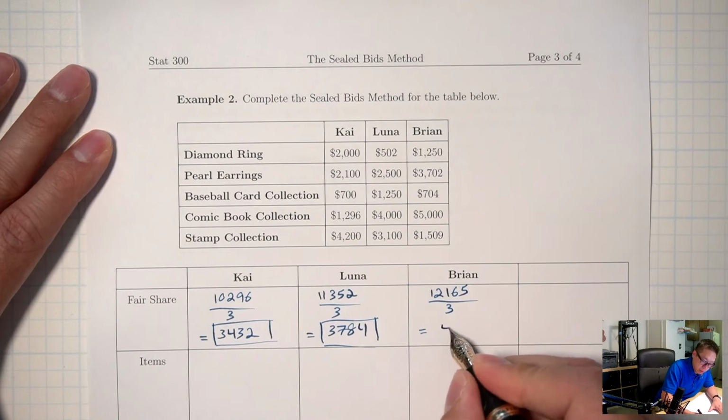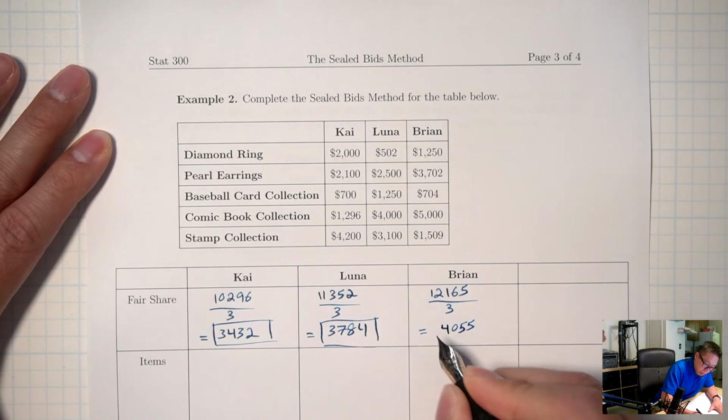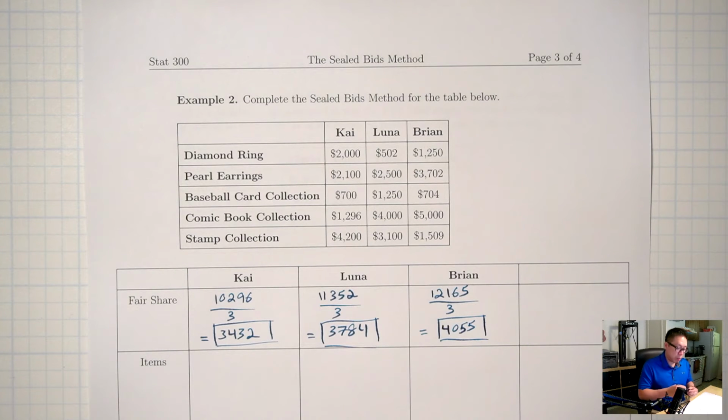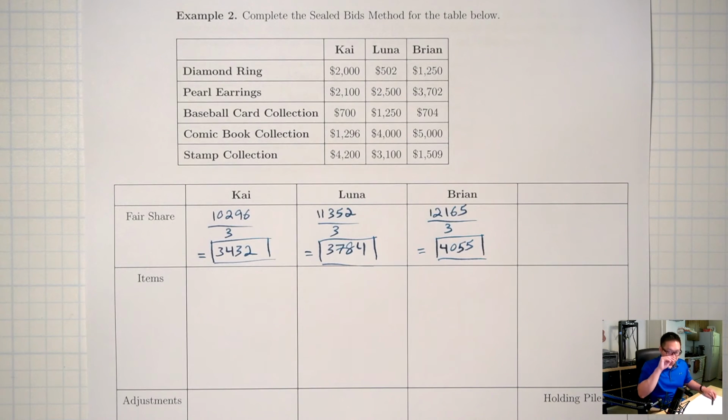$4,055. So 4,055. All right, that's each person's fair share. That's how much each person thinks they deserve. Next up, I'm going to give out the items. So for each item, whoever bid the most is going to get the item.